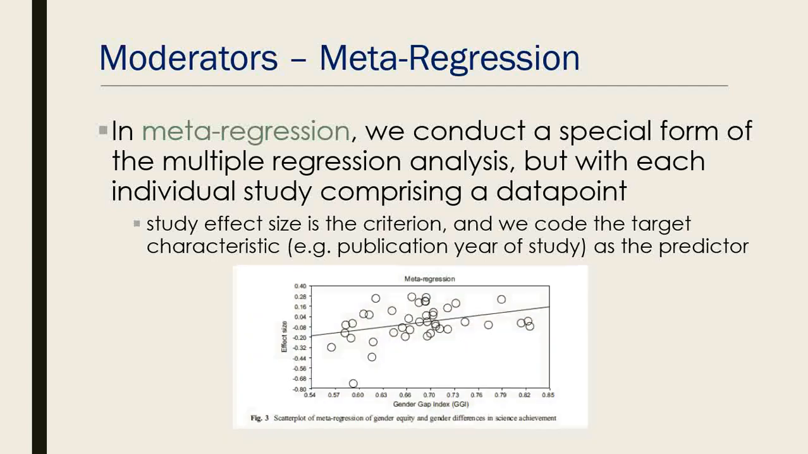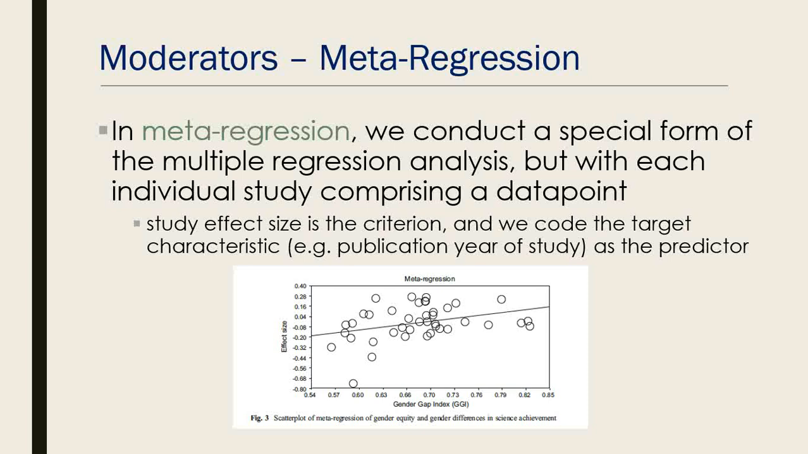And we can see here a scatter plot. This is from one of my studies. I was looking cross-culturally at the size of gender gaps in science achievement, and I was looking at gender equality of individual countries. In more gender equal nations, where women are afforded greater freedom, we found that there were smaller effect sizes. So it actually reduced the gender gap. So that's one example with a scatter plot.